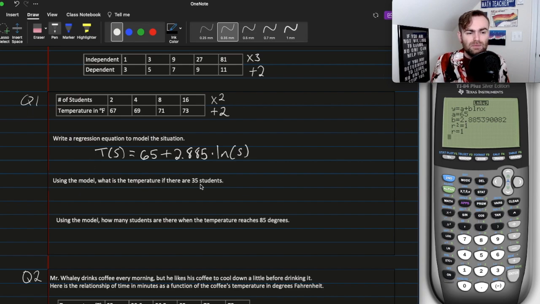Using the model, what temperature would there be if there was 35 students? Well, we just want the temperature at 35 then. So we can figure out that with our calculator.